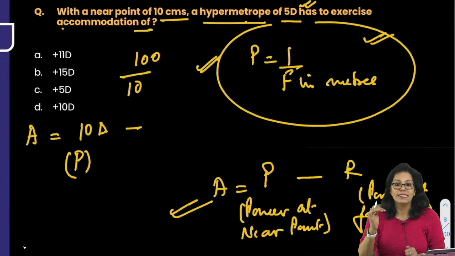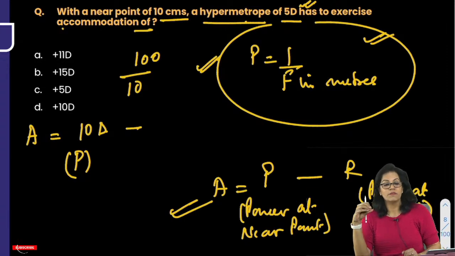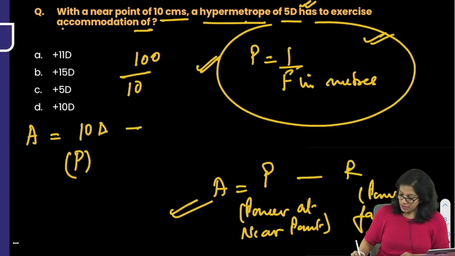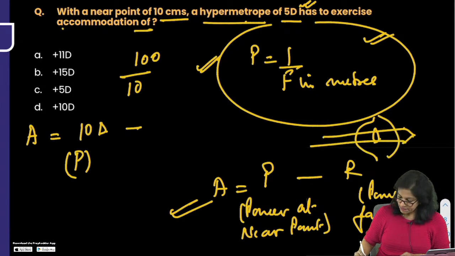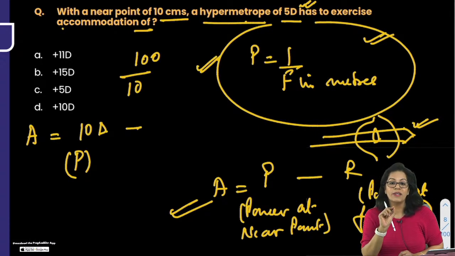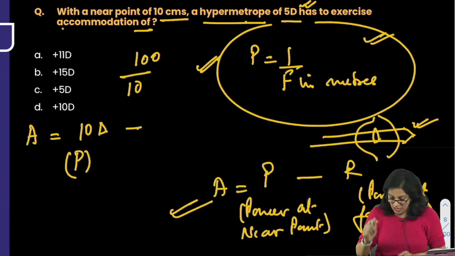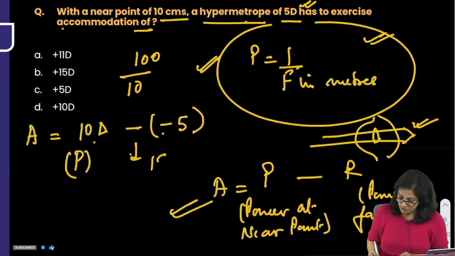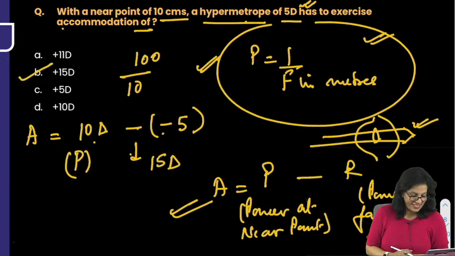Pay attention, this is the trick. If this patient was a myope, I would have just said minus 5. But he is hypermetropia. Far point in hypermetropia is always behind the retina. Okay, behind the eye. Therefore, we always depict the power at the far point as minus. If I depict it as minus, this becomes minus 5. Okay, so 10 minus minus 5, algebra lagao, it becomes 15 diopters. So your answer is B.